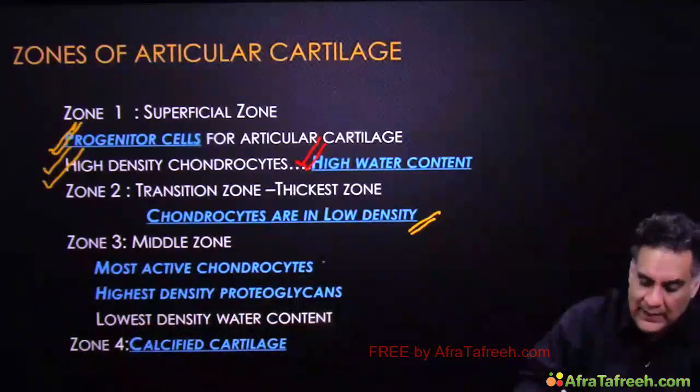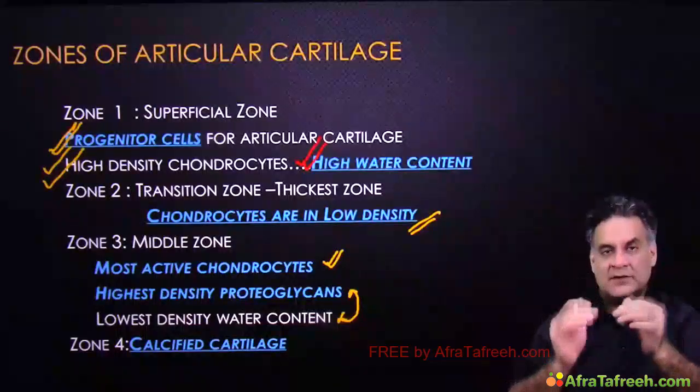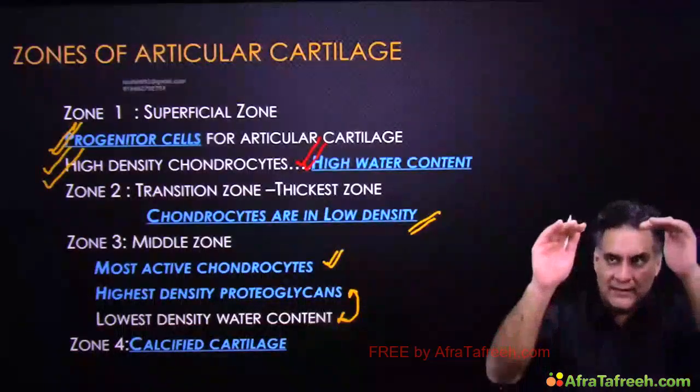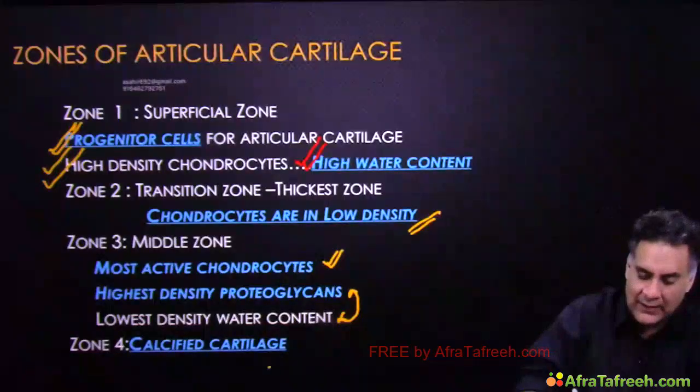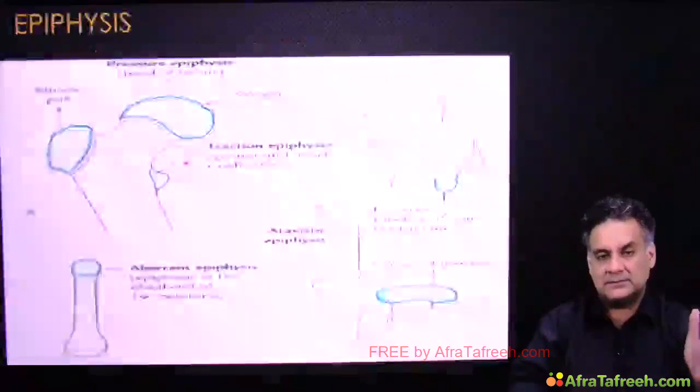Zone 3 has active chondrocytes but low water, high proteoglycans. I told you water and proteoglycan have an inverse ratio. And zone 4 is next to the bone, so it will have the calcified cartilage. This is about the cartilage.